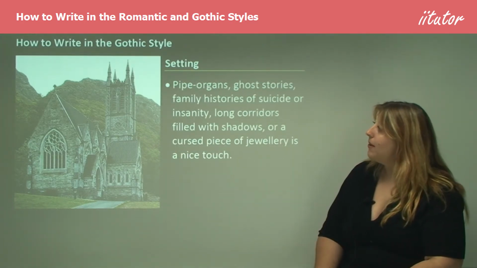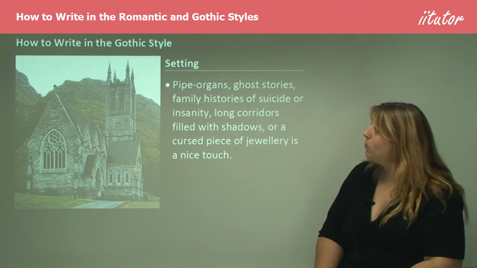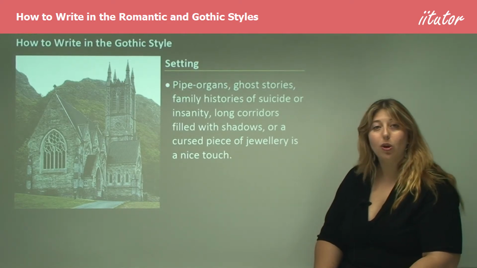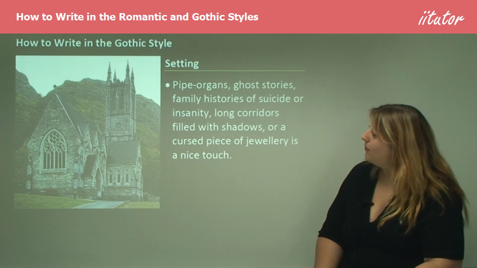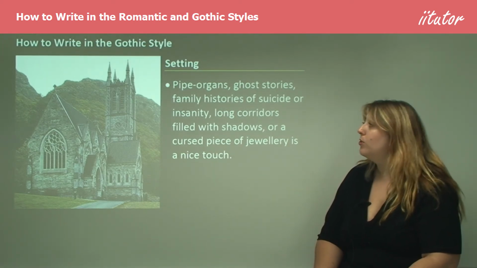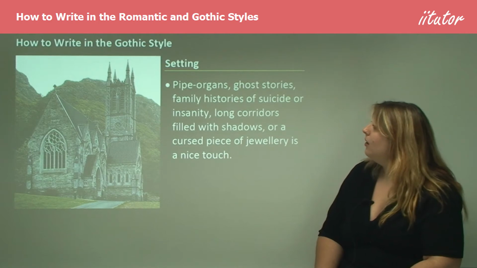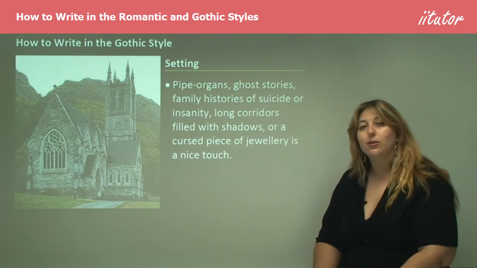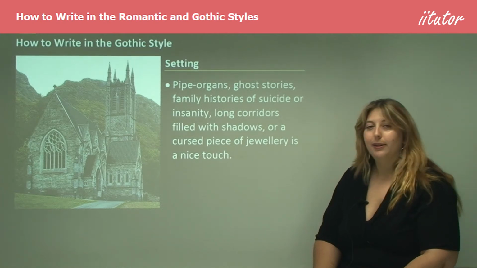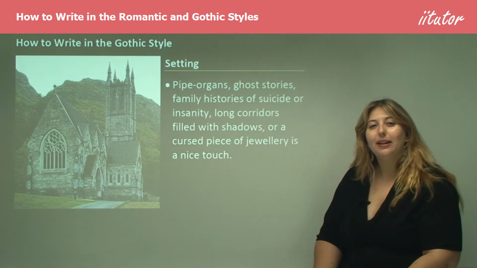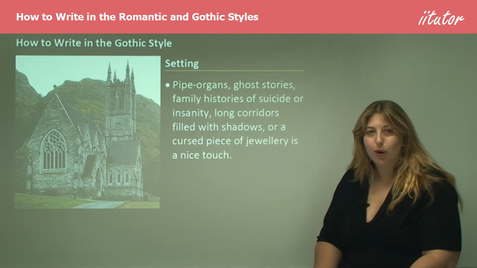Other things you might think about including are pipe organs, ghost stories that are being told by old characters in the story. Perhaps if you're staying in the family mansion, there could be a family history of suicide or insanity. Long corridors filled with twists and turns and shadows. Or even a nice piece of cursed jewellery. So think about things that are really going to impact the reader in terms of setting up a vibe or a tone to the story.